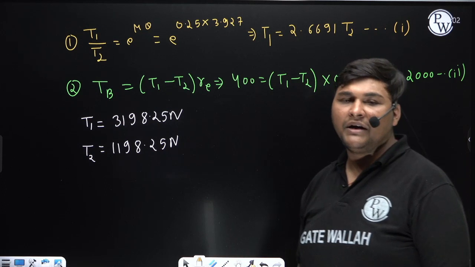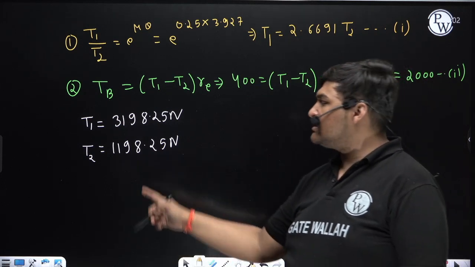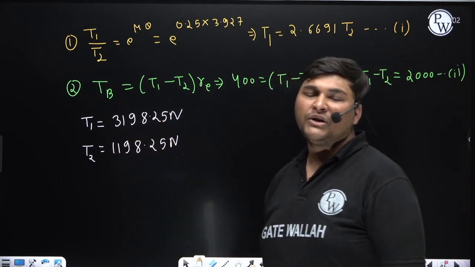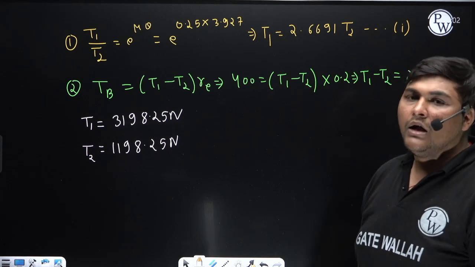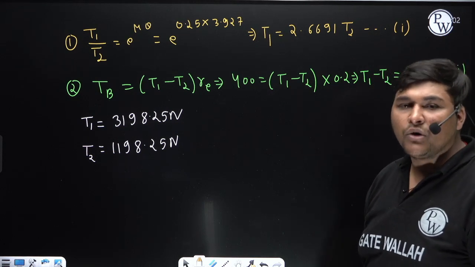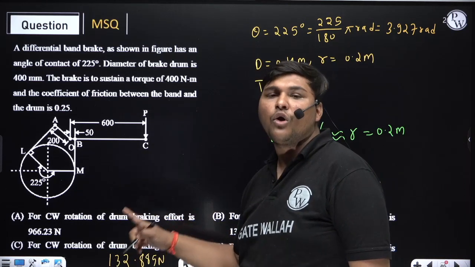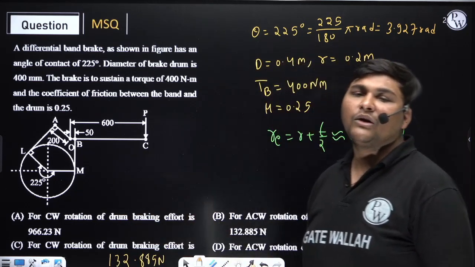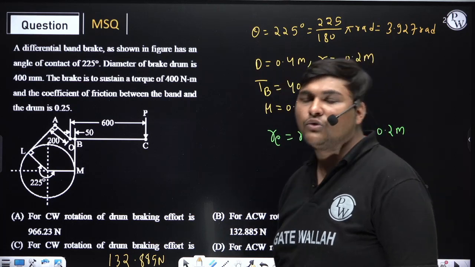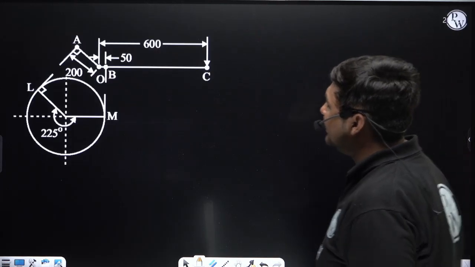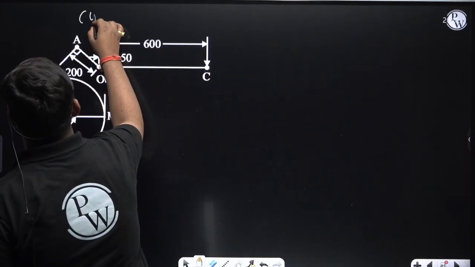the FBD of lever and drum, and from that relation, since we have already calculated the value of T1 and T2, we can calculate braking effort. But for that we need to know the rotation of drum. So first we will calculate, because the examiner is asking braking effort for both clockwise and anti-clockwise. So first I am calculating braking effort for clockwise rotation of drum.